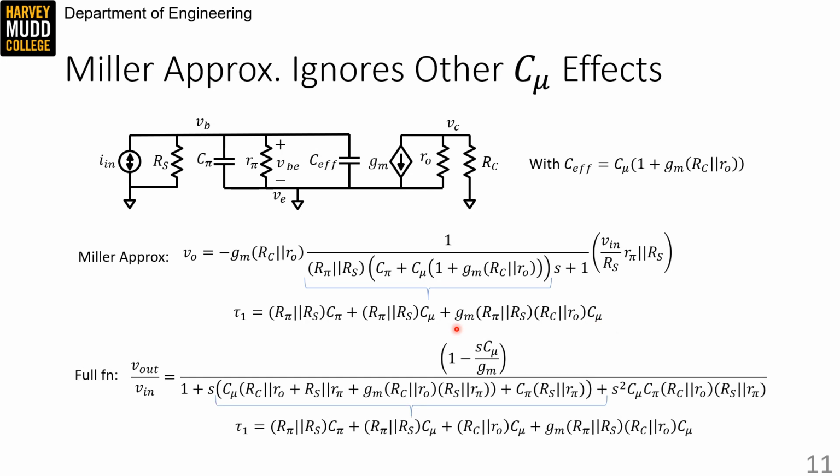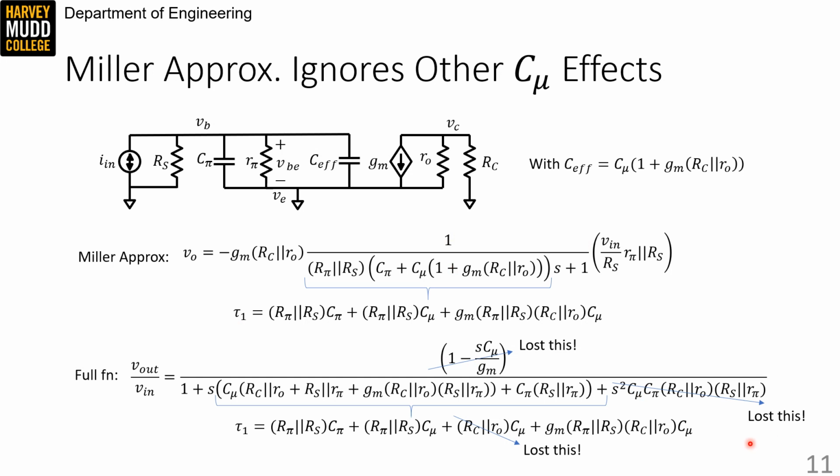We can compare this against the full function that we derived earlier. I've pulled out the tau1 value down here and written it down for comparison, so that we can check it against this tau1 value, against our first pole in the Miller approximation. When we do that comparison, we see some big differences. First, we've clearly lost some nuance because we don't have our feed-forward zero, right? This is replaced with 1. And we don't have our second pole. That's gone away. Maybe that's fine.